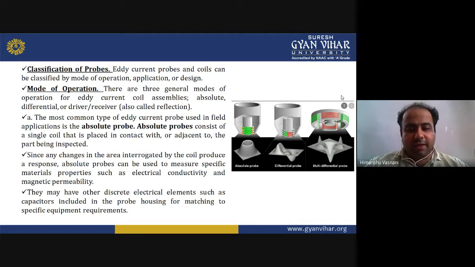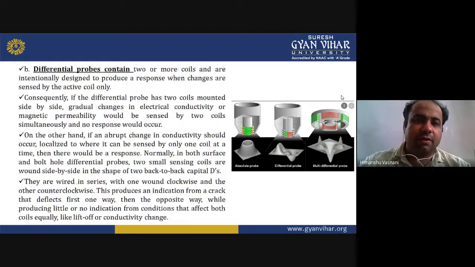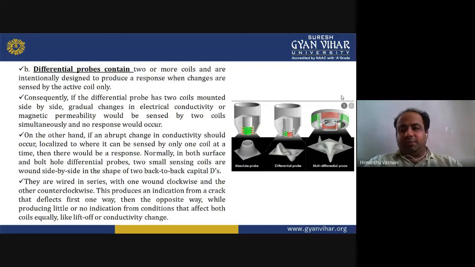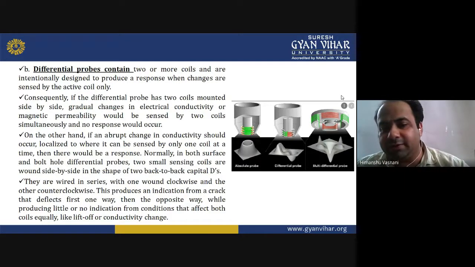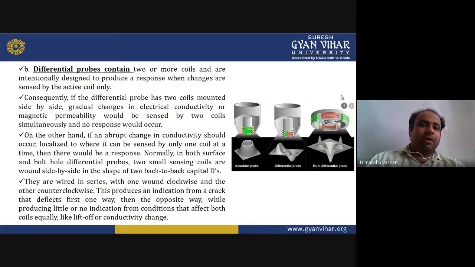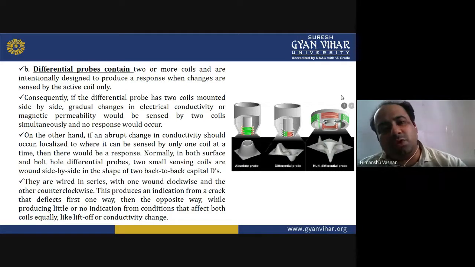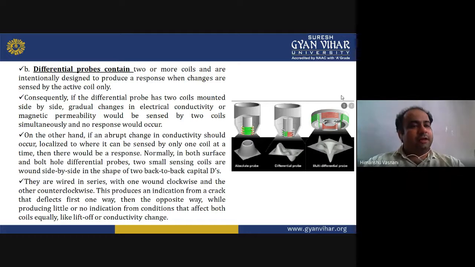They may have other discrete electrical elements, such as capacitors, included in the probe housing for matching to specific equipment requirements. Now the second thing is the differential probe. You can see in the diagram the absolute probe first and second the differential probe. It contains two or more coils and is intentionally designed to produce a response when changes are sensed by only one active coil.